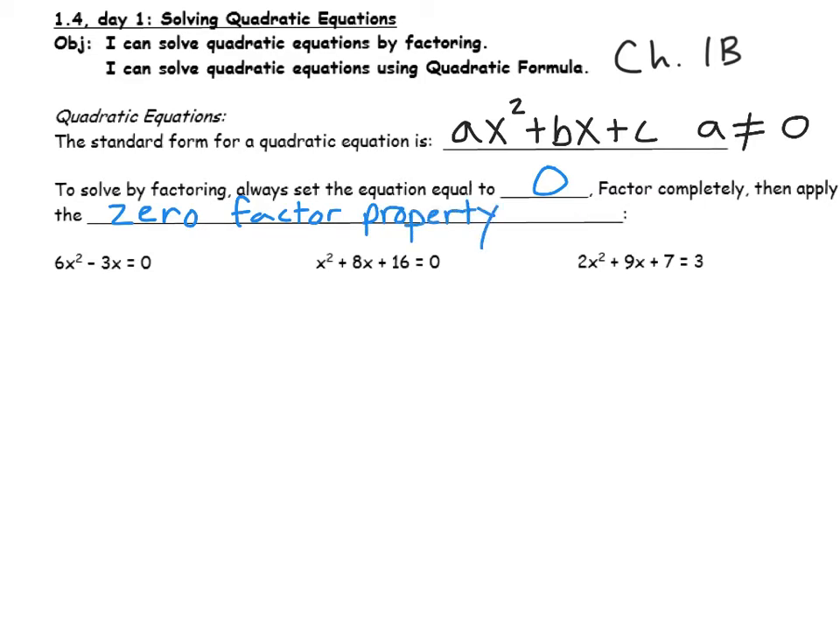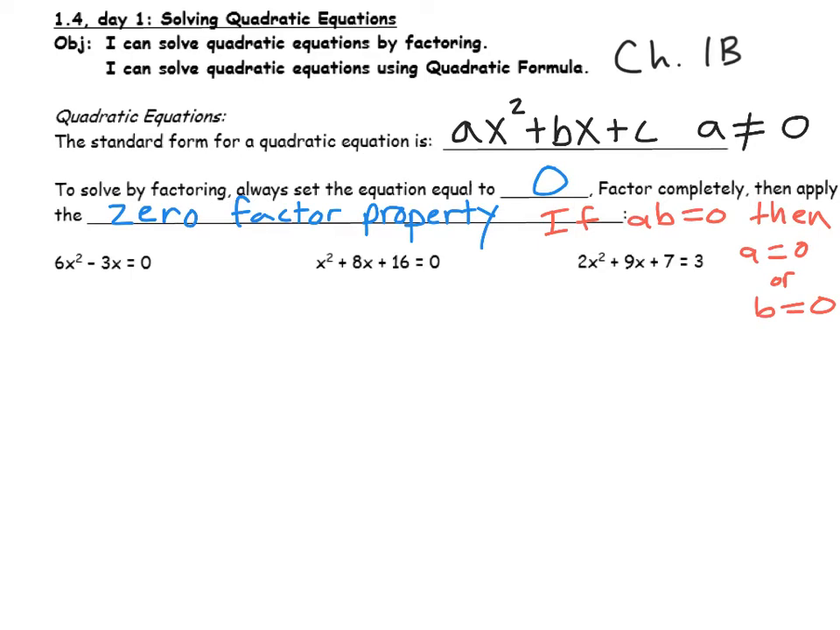Now you might be thinking, what on earth is that? The zero factor property says this. If a times b equals 0, then we know one of two things. A was 0 or b was 0. But for their product of a times b to be 0, both numbers don't have to be 0, just 1, okay? Just 1.